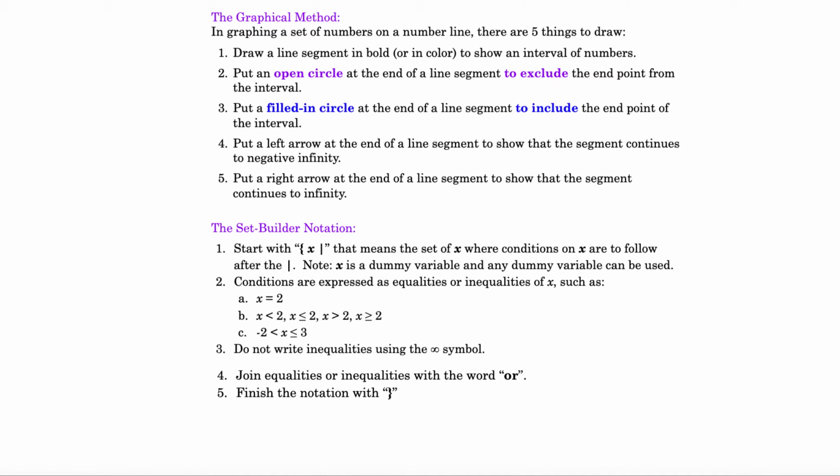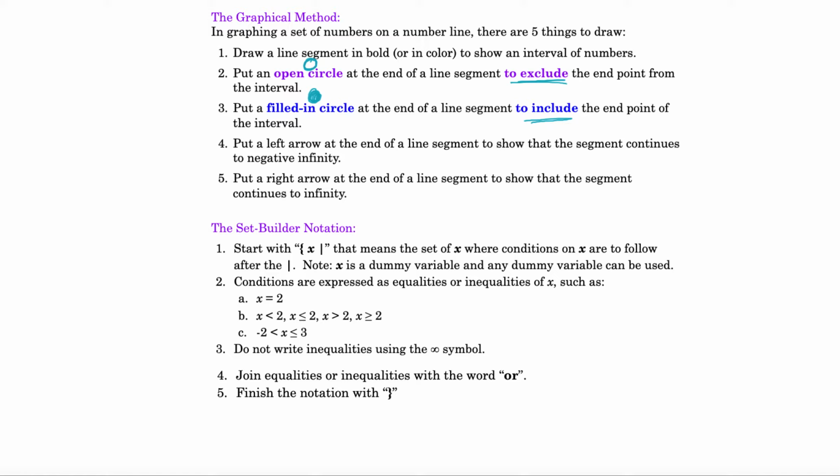Let's talk about how we can write the different ways of describing the sets themselves. We can use a graphical method where we draw a line segment to show the interval of numbers, remembering that we use the open circle on the line if we want to exclude a specific number, and then a filled in circle if we want to include. We use left and right arrows to determine which direction the values continue on to infinity.